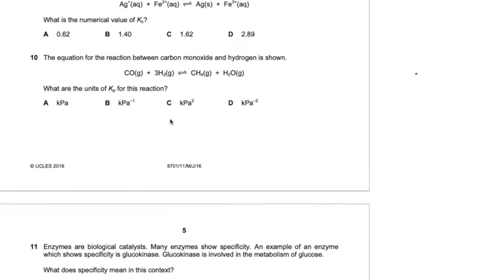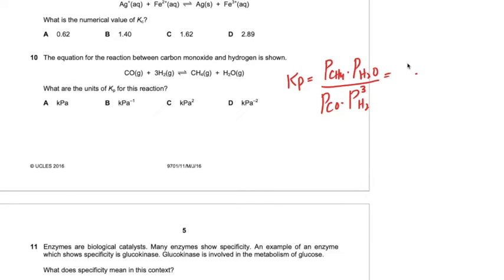The equation for the reaction between carbon monoxide and hydrogen is shown. What are the units of Kp? Okay, write the Kp expression for this. Kp is equal to partial pressure of methane, partial pressure of water vapor, over partial pressure of carbon monoxide and partial pressure of hydrogen cubed, because 3 moles of hydrogen are used. So the unit of the pressure is kilopascal.